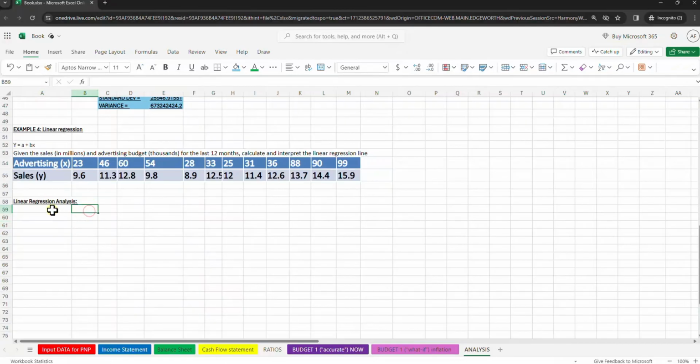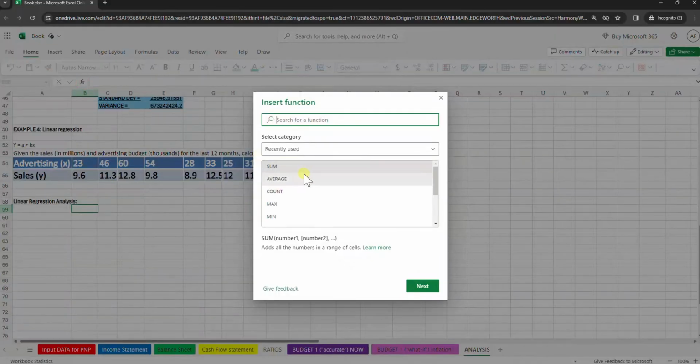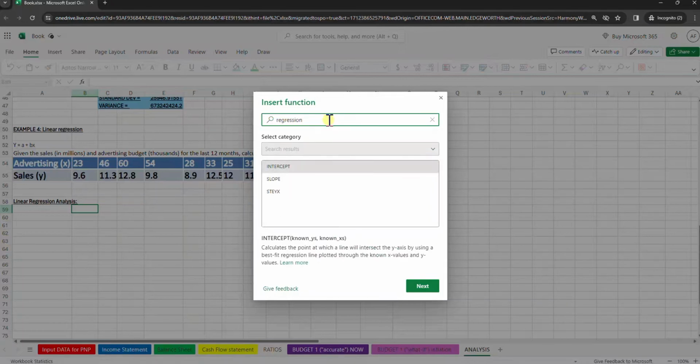So, linear regression analysis. Let's look for the values. Maybe just to show you this actually. We need to search for it. Intercept, slope. There we go. So you've got these two different options to help you with the actual calculation. Let's start with the intercept, so the A value.